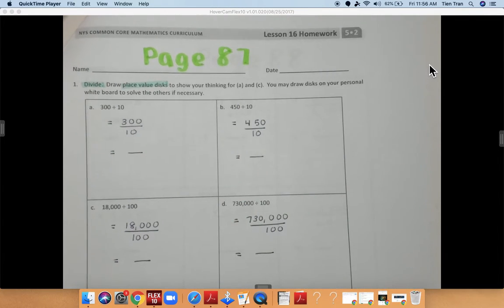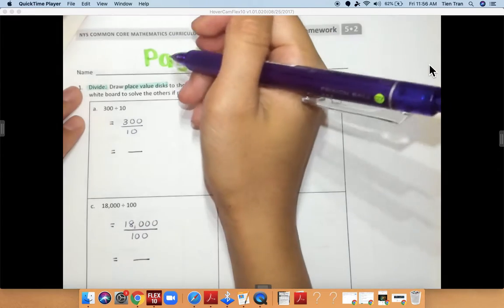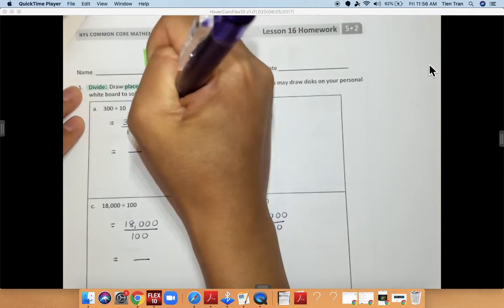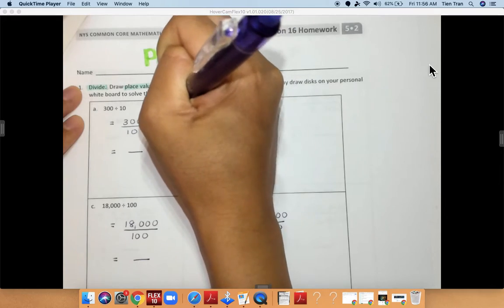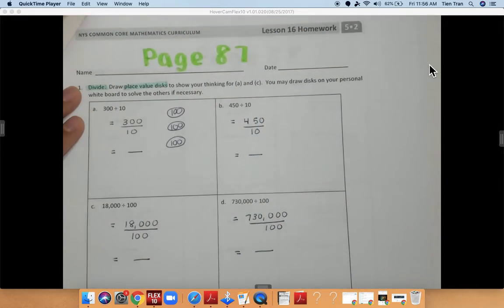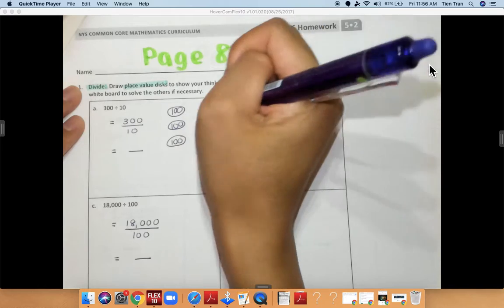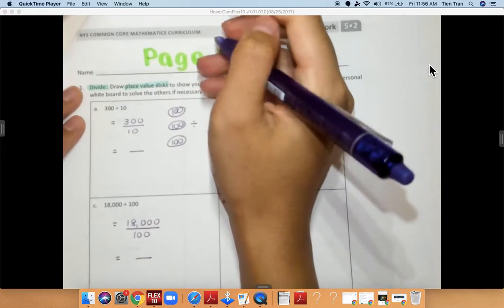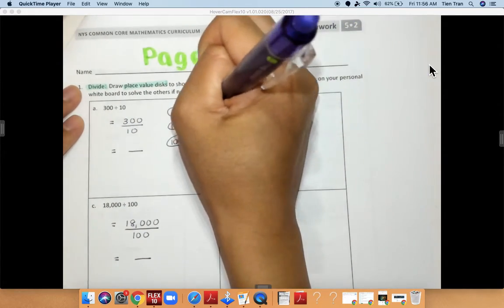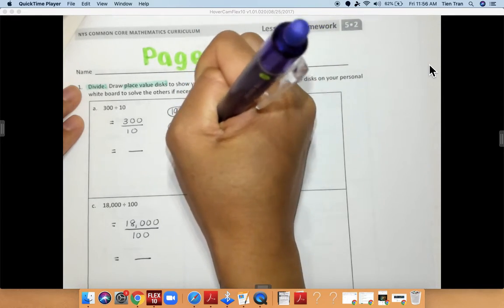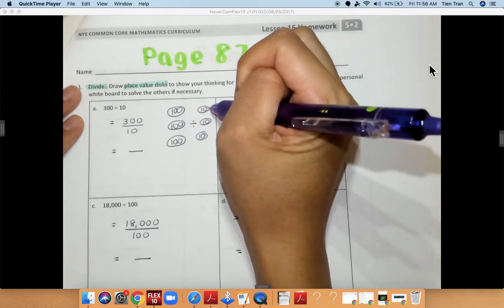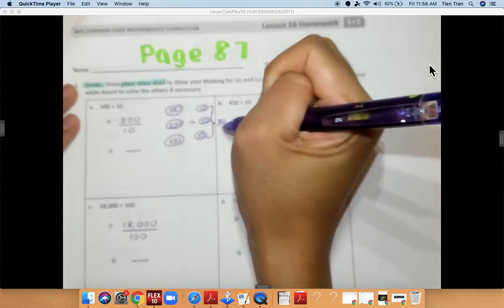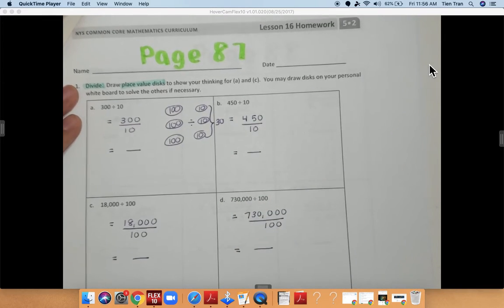Okay, so the first one they want you to do here is draw the disc. If I were to draw the disc, I would draw 300. So 1, 2, 3. This is 100, 100, 100. And then I'm dividing by 10, so I would have 10, 10, and 10. And I know that that would give me 30, right? Okay, so that's how I would draw it as a disc.